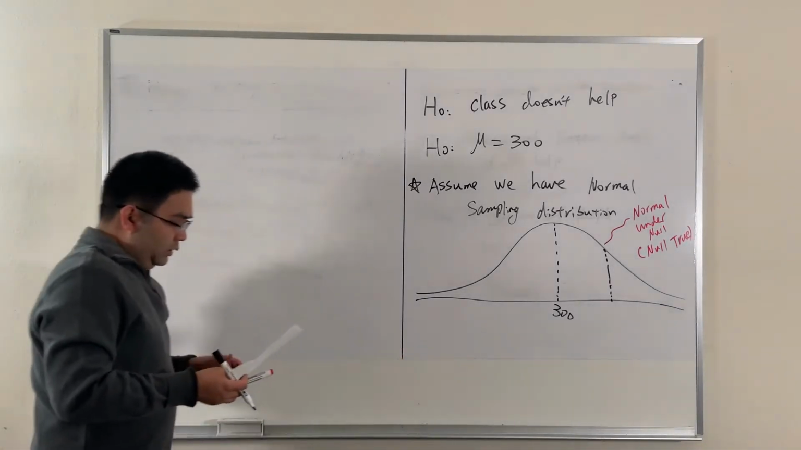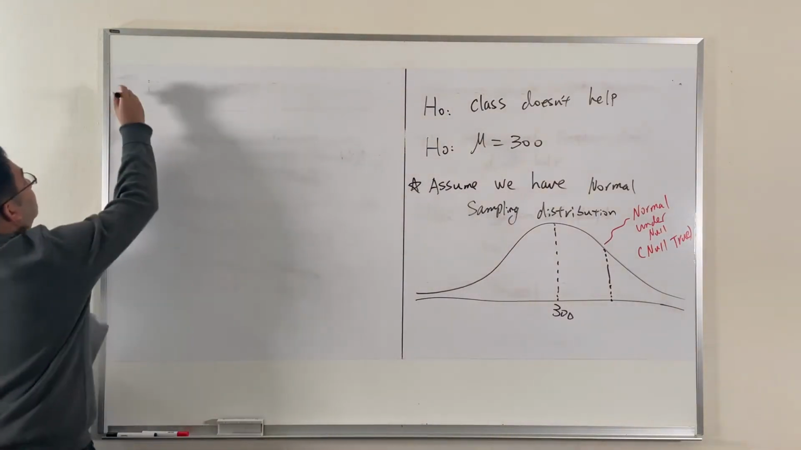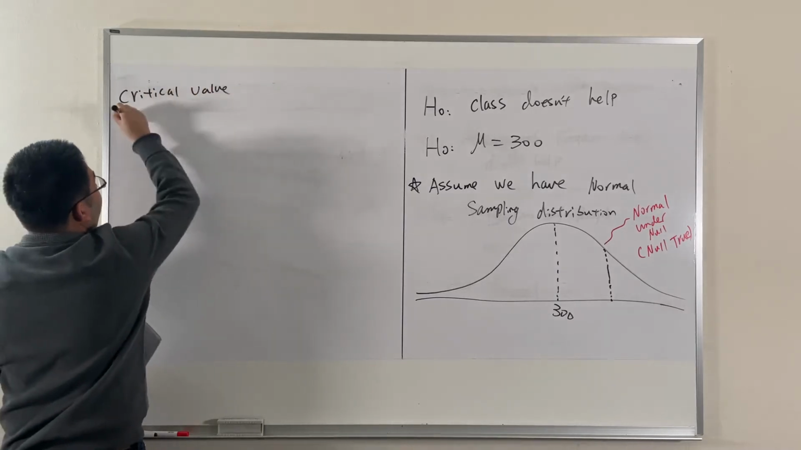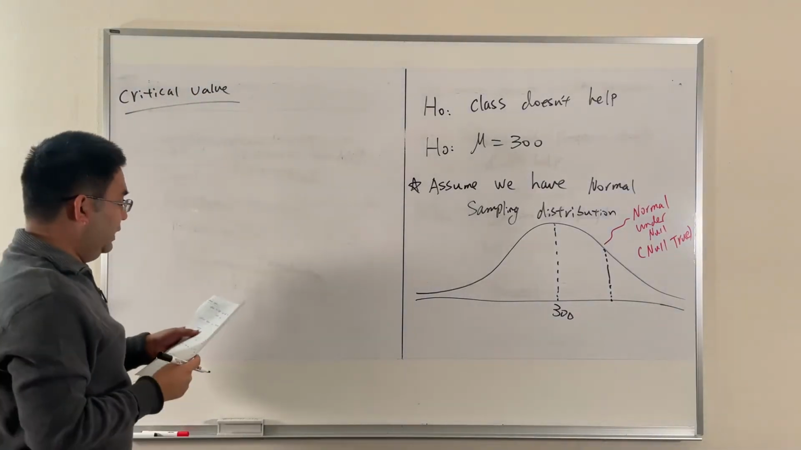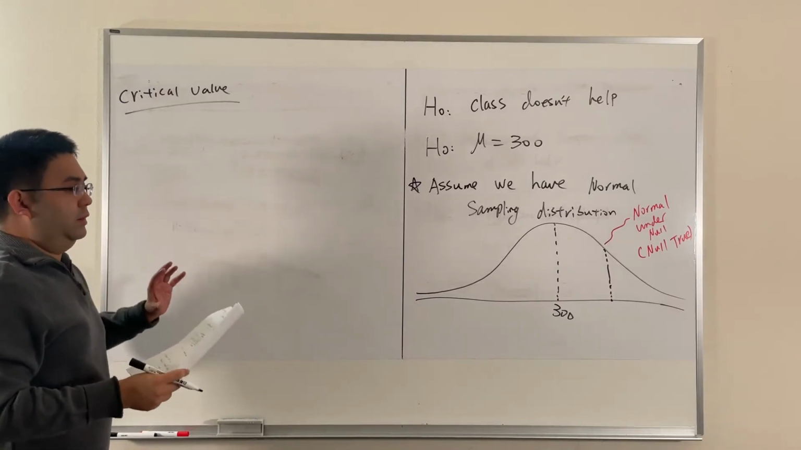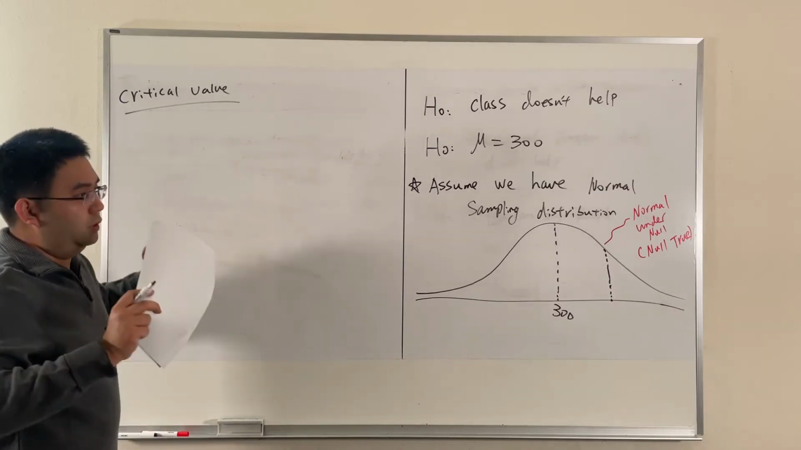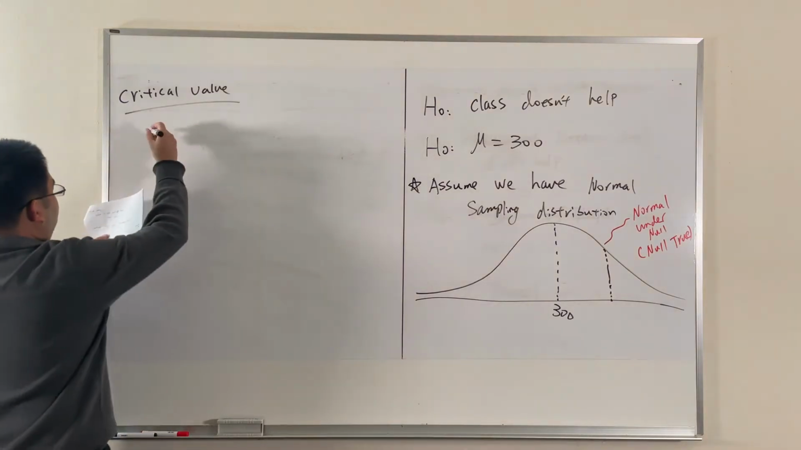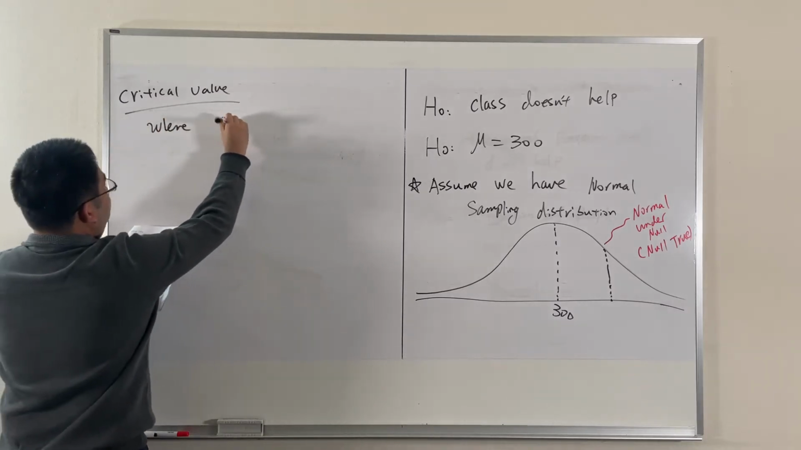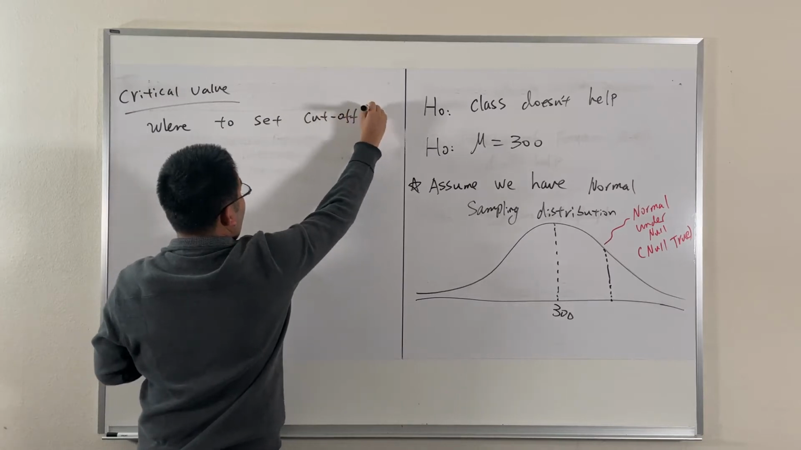Okay, so next we want to talk about the concept of critical value. So what critical value here represents is to give yourself a cutoff point to say that if we pass this critical point, this class is helpful. So the null is not true. So the critical point is where to set your cutoff point.